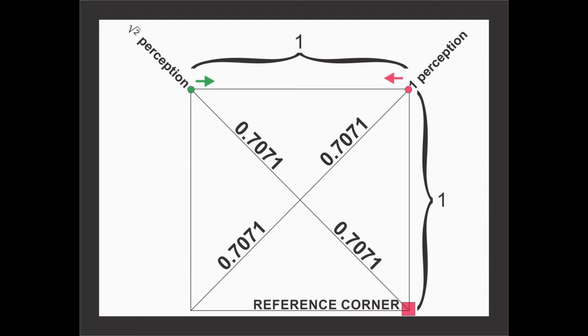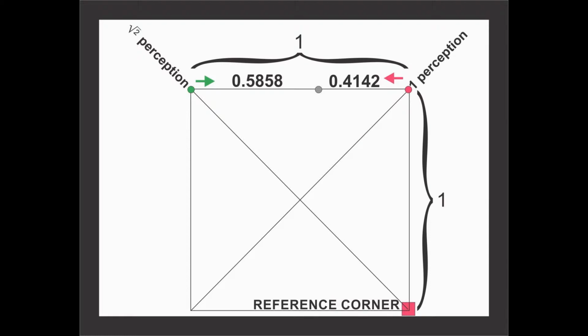These two corners have opposing perceptions along the exterior edge. From the vertical corner, the perception to the center is 0.4142, and from the diagonal corner, the perception of the center is 0.5858, where the ratio of 0.5858 divided by 0.4142 equals the square root of 2. The perceived division of the exterior boundary line creates a new boundary line at pi over 8 radians, or 22.5 degrees from the reference.